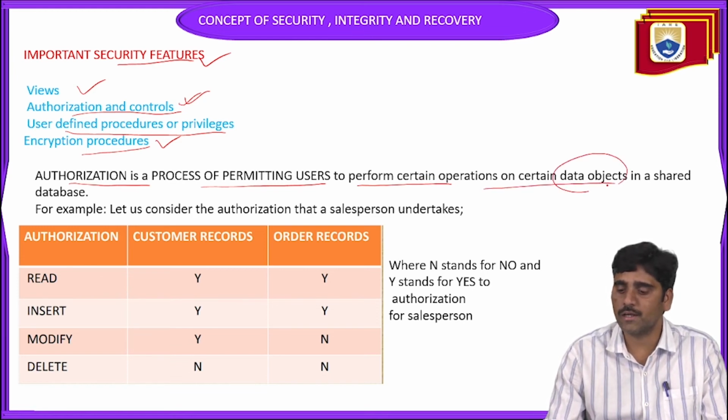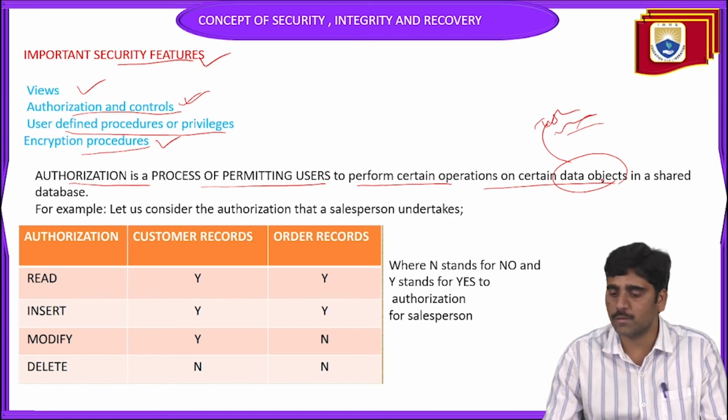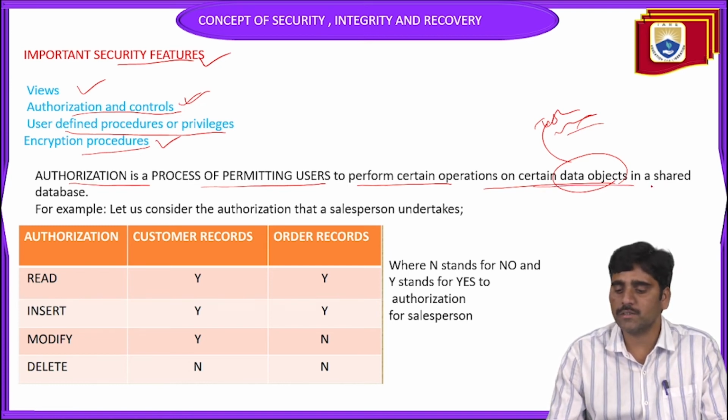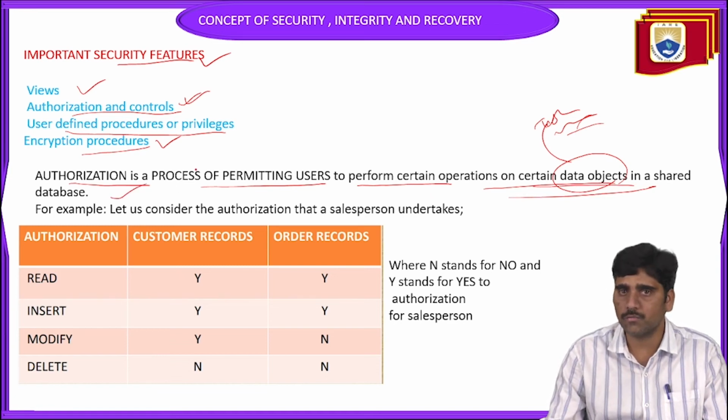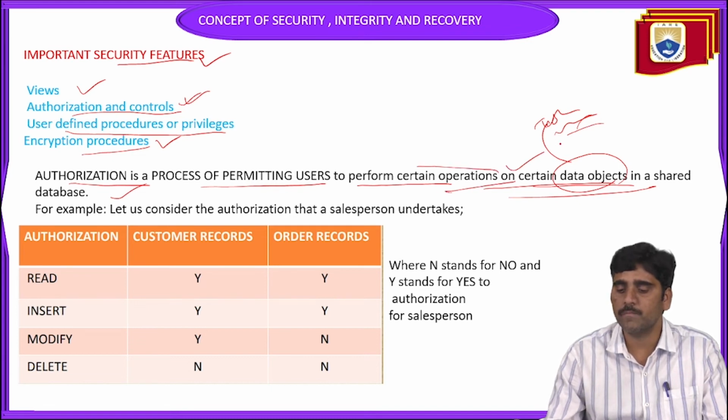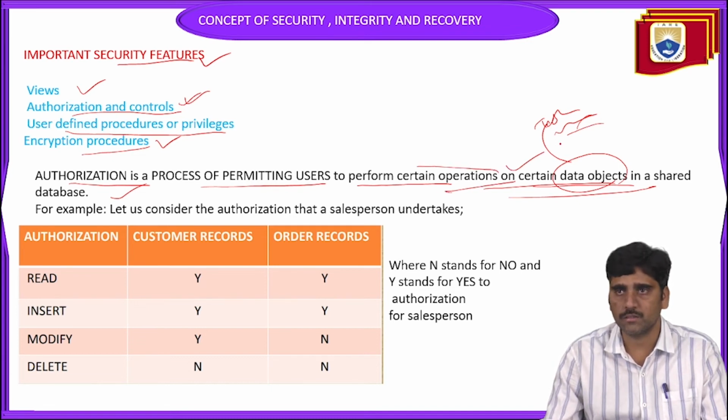Certain data objects are nothing but views, functions, procedures, and everything. All these are called data objects, certain data objects in a shared database. So authorization is a process of permitting the users to perform certain operations on certain database objects.